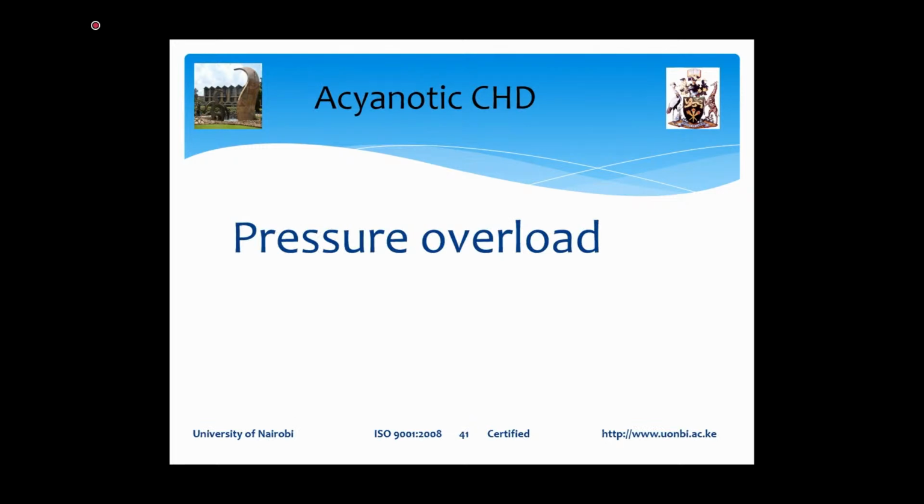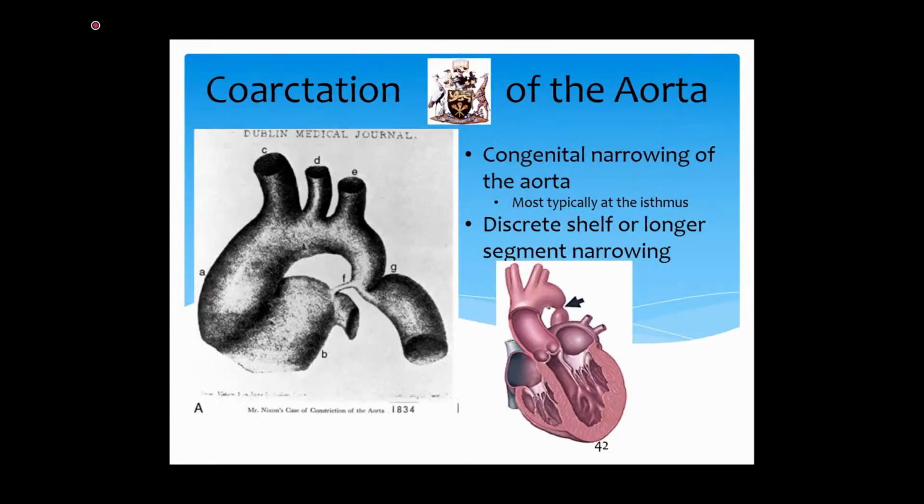So that is what I will say for the acyanotic ones, or those that cause volume overload. If we go to pressure overload in simple terms, we have coarctation of the aorta, which is the most common, where you have some narrowing in the aortic arch. And many times it's where the PDA attaches.